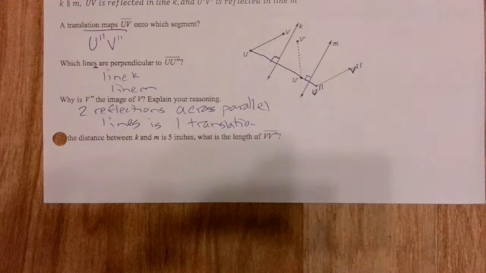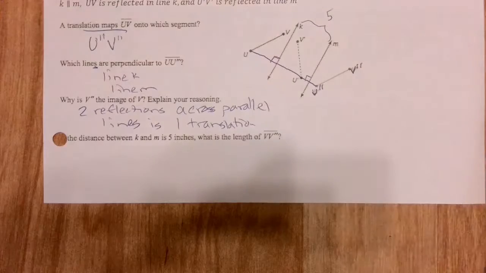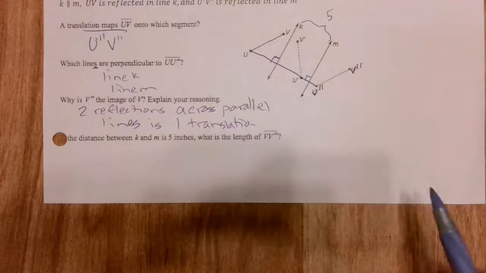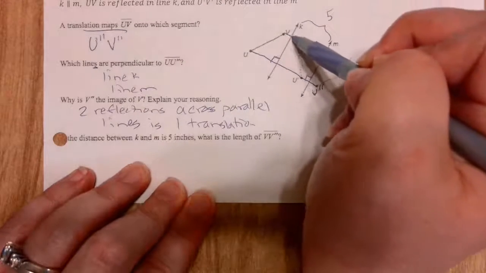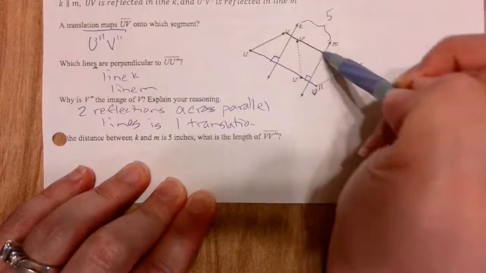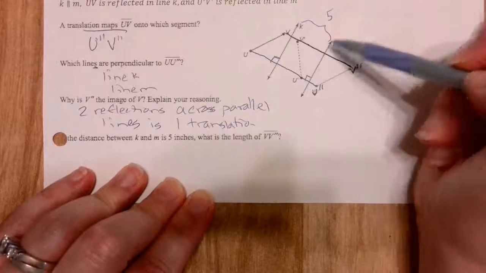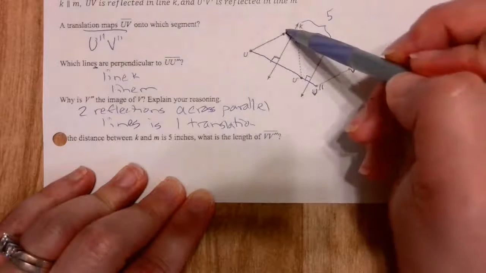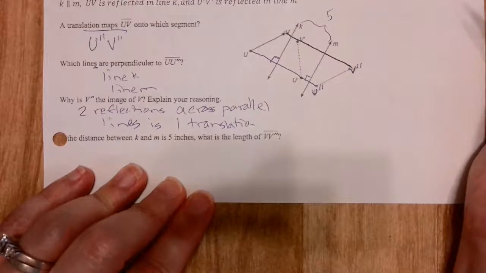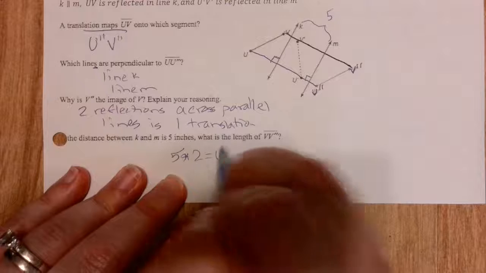This is what you need to know, is that two reflections make one translation. The last question, the distance between K and M is 5. This distance right here is 5. What is the length of V V double prime? This length right here. Well, if the distance between the lines is 5, this distance is twice that. 5 times 2 is 10.